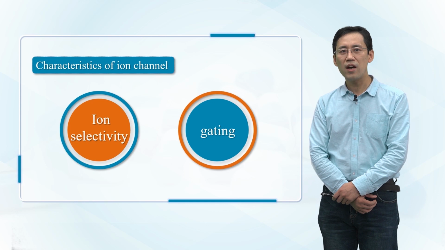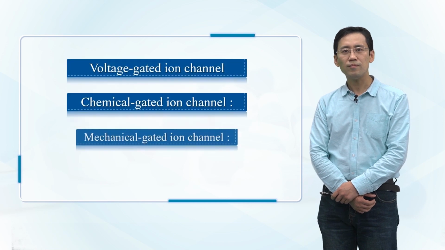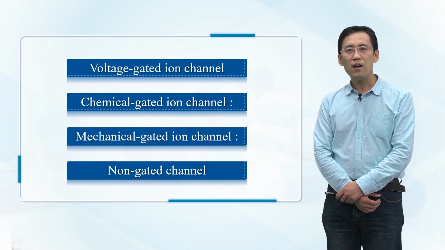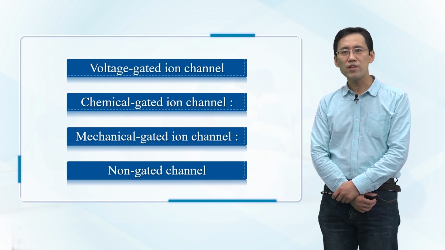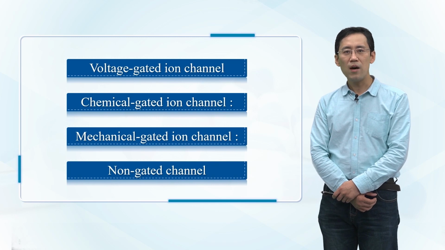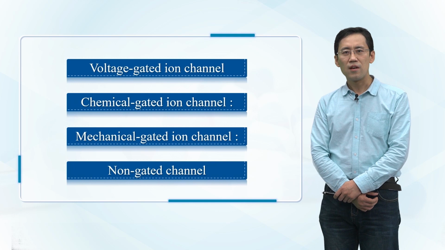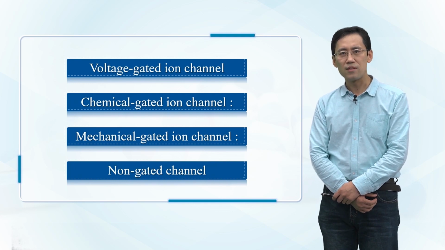Characteristics of ion channels include ion selectivity and gating. The ion channels include voltage-gated ion channel, chemical-gated ion channel, mechanical-gated ion channel, and non-gated channel. Among these, the mechanical-gated ion channel has been overlooked for many years. Please keep it in your mind.